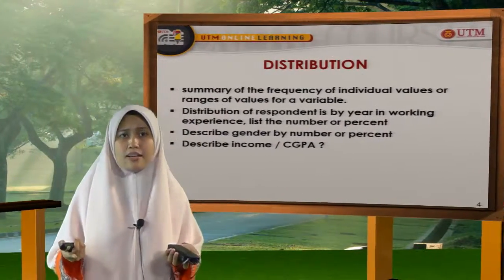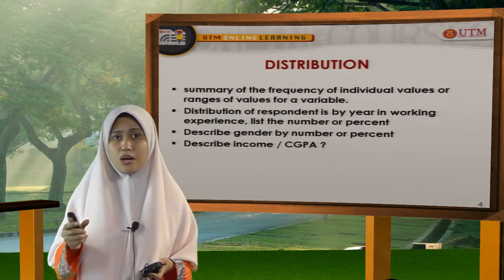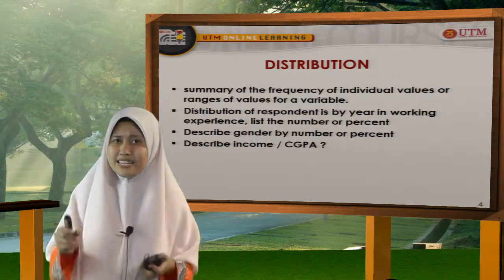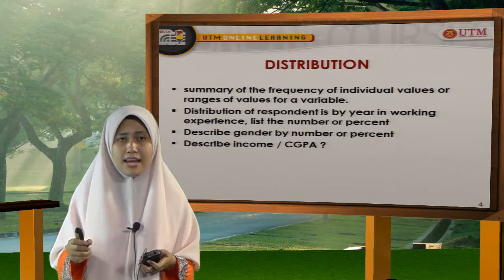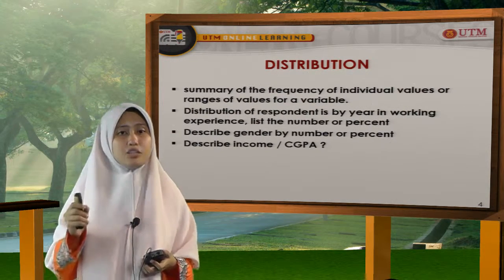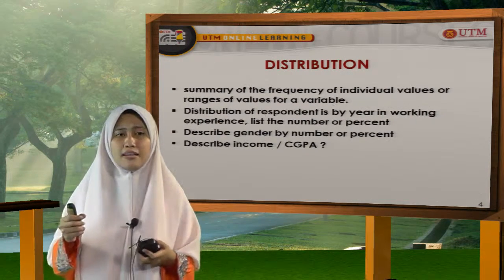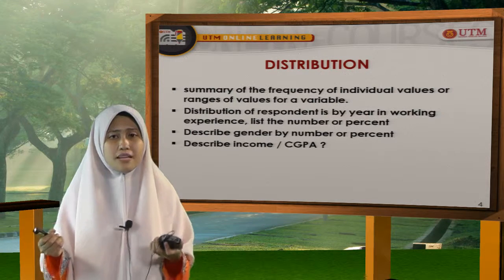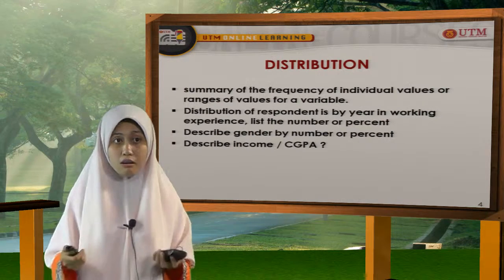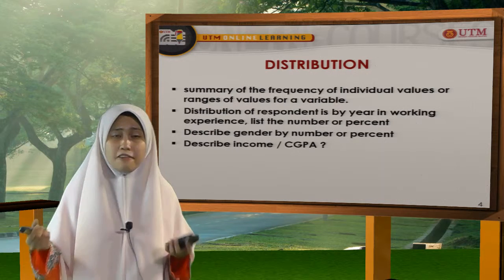The distribution is a summary of the frequency of individual values or ranges of values for a variable. The simplest distribution would list every value of a variable and the number of persons who had each value. For instance, a typical way to describe the distribution of college students is by year, or of workers by years of working experience, listing the number or percent of workers at each of the certain years. Or, we describe gender by listing the number or percent of males and females.